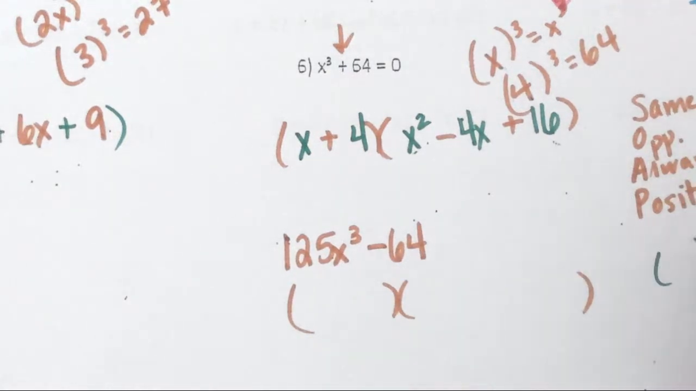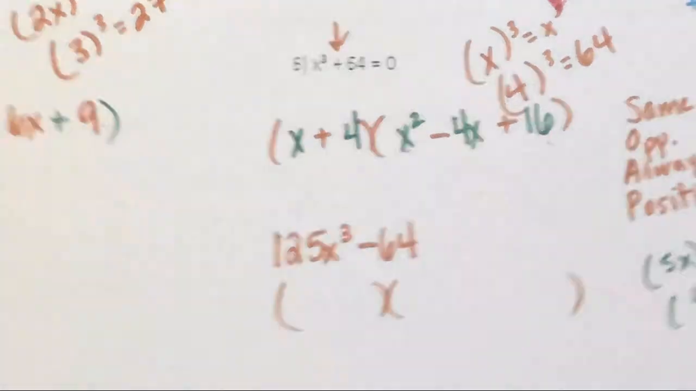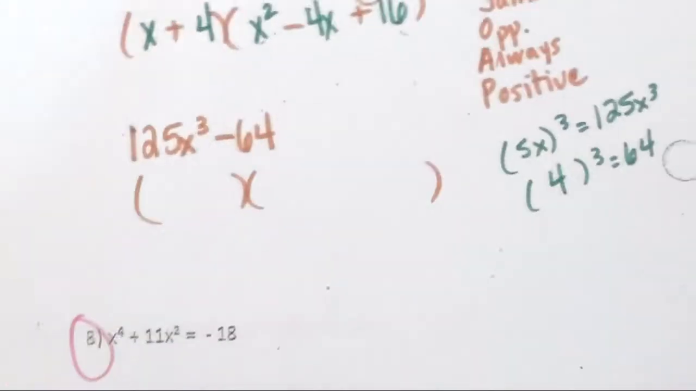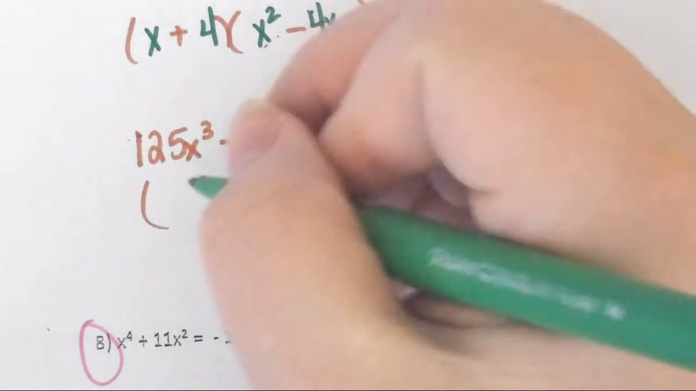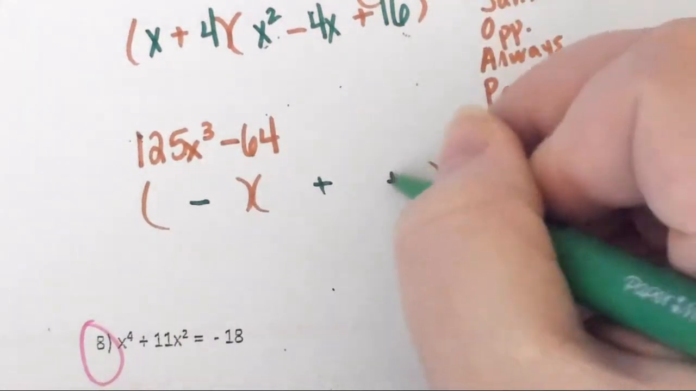Okay, what cubed? 5x would give us the 125x cubed. Perfect. And what cubed gives us the 64? Yes, perfect. So can you be brave, since you knew all that, and fill this in? Okay, hold on, let me SOAP it out. Same sign, opposite sign, always positive. And then Gilberto said 5x minus 4.